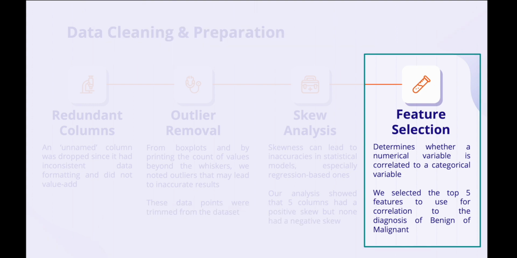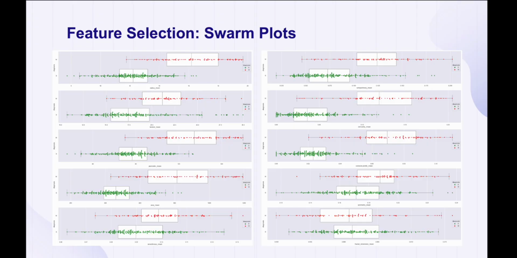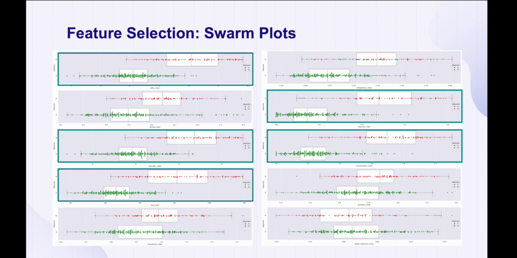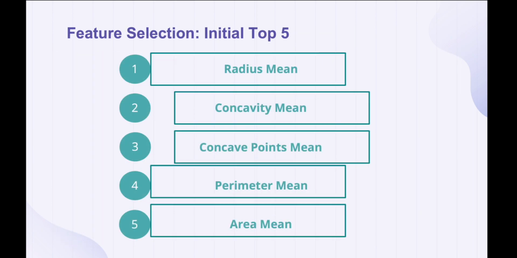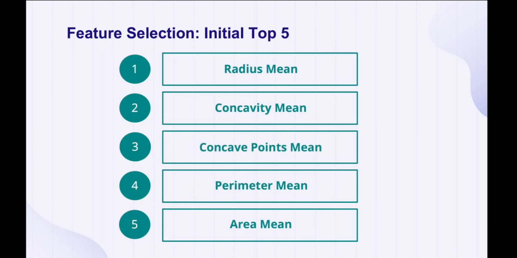This brings me to the feature selection phase. It consists of 2 parts. The first part is by looking at the swarm plots. Now, we aim to identify the top 5 predictors by looking at those which have the least overlap between the benign and malignant box plots. We have identified 5 such features, and they are the radius mean, concavity mean, concave points mean, perimeter mean, and area mean. However, this is only the initial sensing.